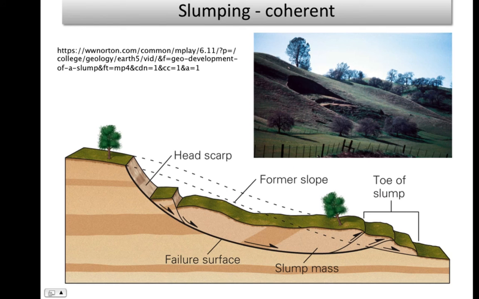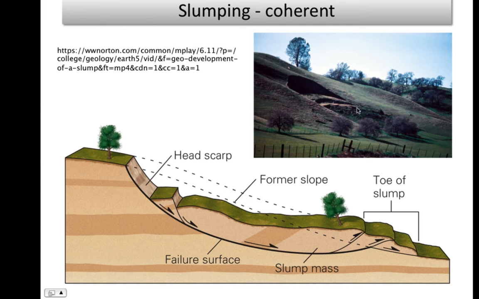Again, the slump, these are going to have a more coherent nature. You'll see a classic headscarp and some other secondary scarps that may occur as well. So these are these sliding slump blocks. There'll always be some failure surface, right? So it's usually spoon-shaped, where the mass is curving. And I don't know if you can make this out.